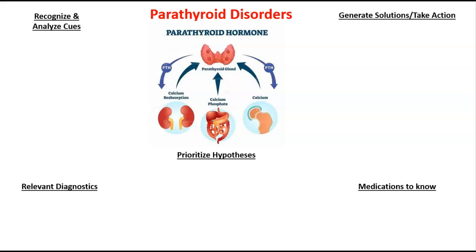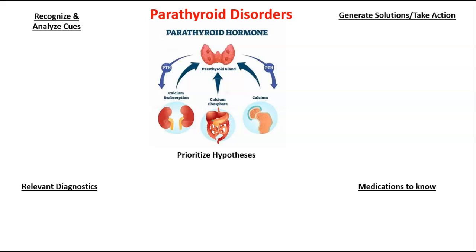Generating solutions, which is the patient goals, and taking action, which includes evaluation, would be implementing our plan, our skills, procedures, collaboration, teaching, ethical concerns, as well as any medications that we may do. But for this, we always will separate out our medications to help us remember them because we are all still in nursing school. All right, so parathyroid disorders.